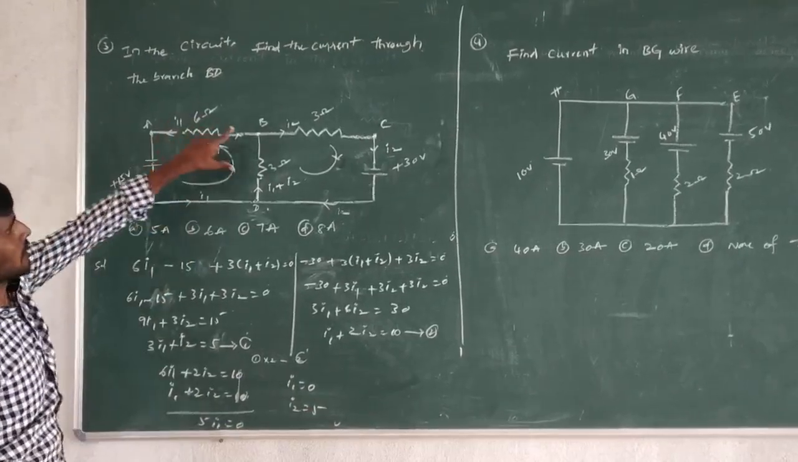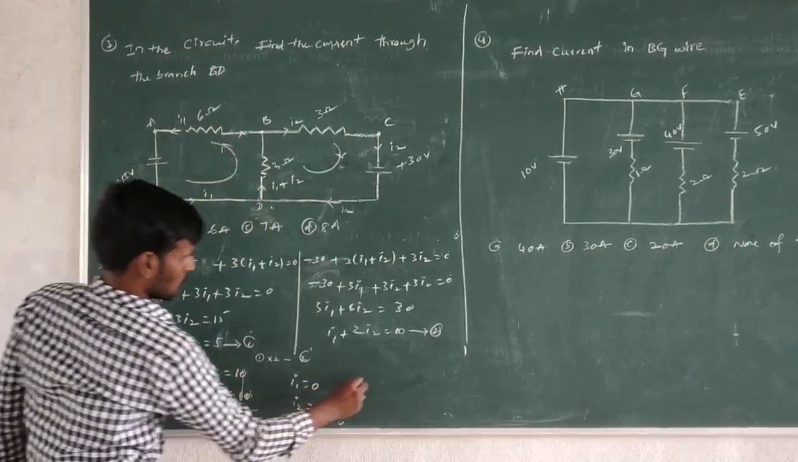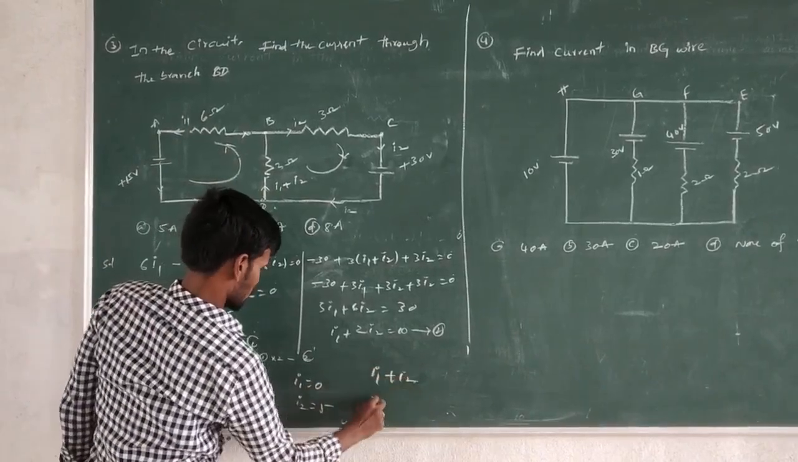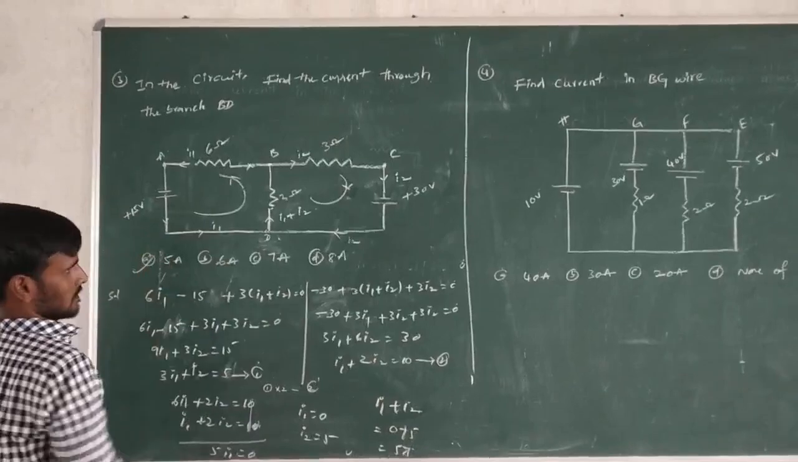But our question is the current through the 3 ohms resistance. For the 3 ohms resistance, the current is I1 plus I2, which is equal to 0 plus 5, which is equal to 5 ampere. So this is the correct answer.